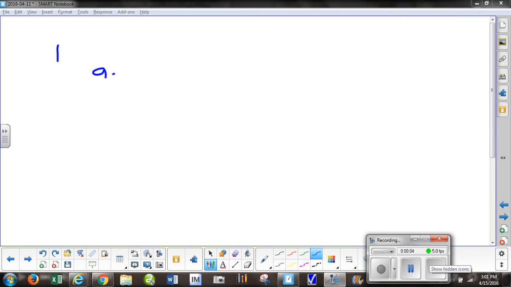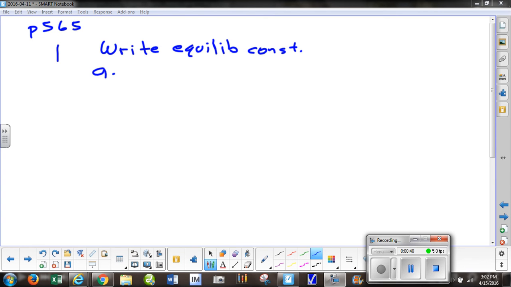Okay, what we're going to do is the practice problems that are assigned for tonight or for the weekend. This is number 1 on page 565. Your job in doing this is, one time for number 1, you would write the equilibrium constant. That's the directions, right? They apply to all 3, so just write it one time.